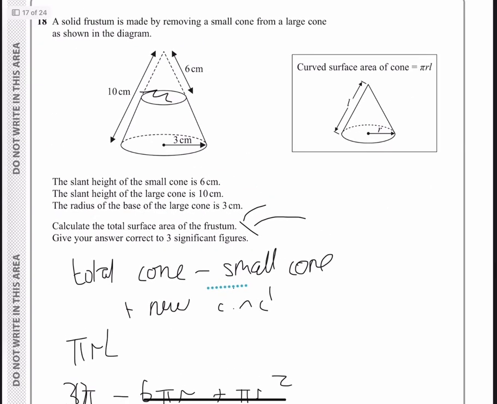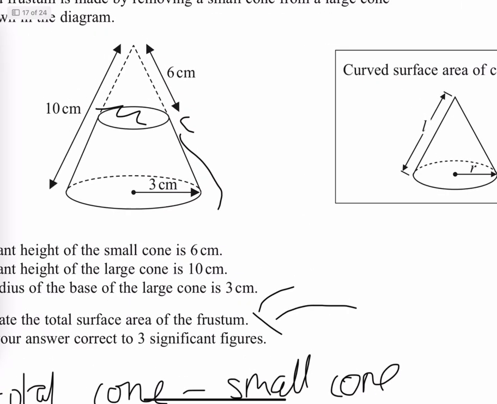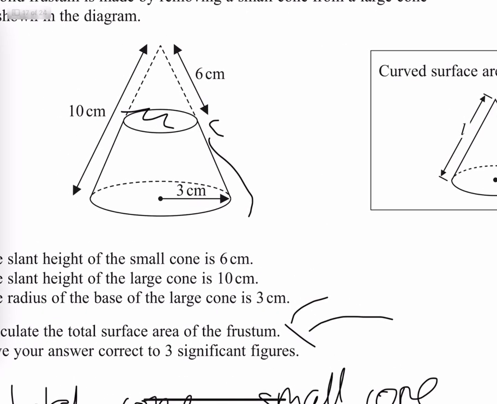Well, let's think about it. It's all going down in the same ratio. They're similar cones, okay? So 10 has gone down from 10 to 6, so basically we are going to times everything by 6 over 10. Times that by 3, we get R is therefore 1.8.